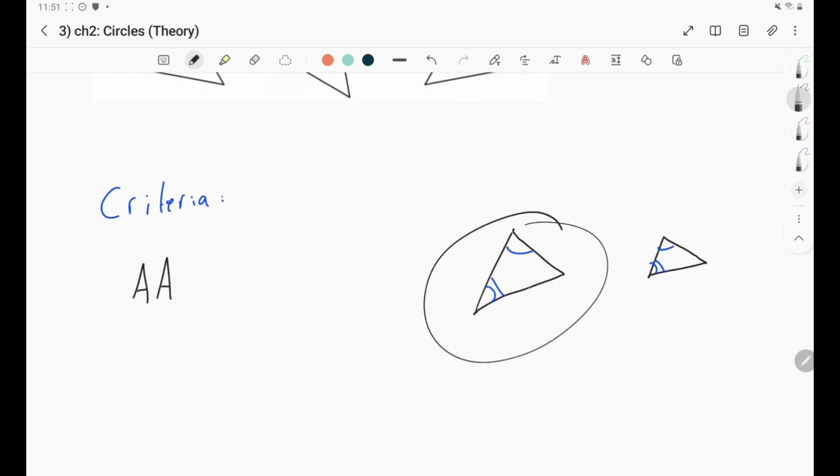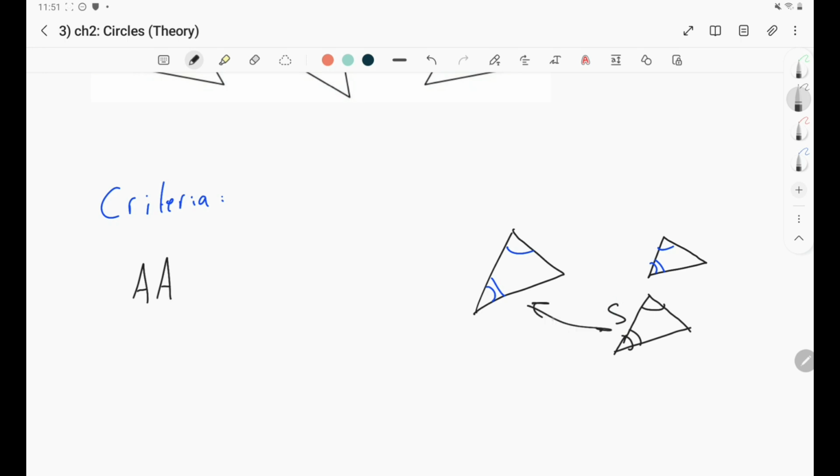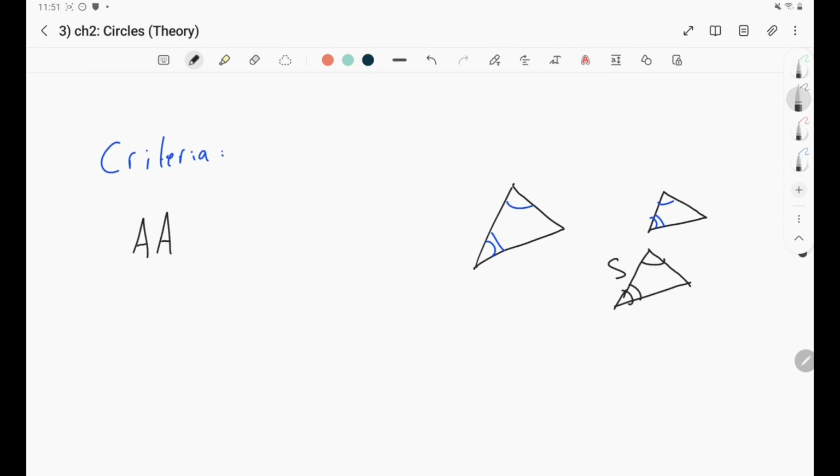Of course, the idea is simple. Take this one, scale it, make, for example, this same as this. Now you will have the same side, and the angles are still the same. So by ASA, these two are going to be congruent. So this is the proof why AA is enough to show similarity. Okay, so this one is the first one, AA.